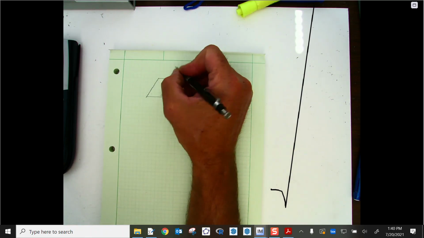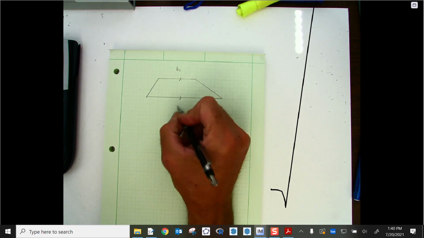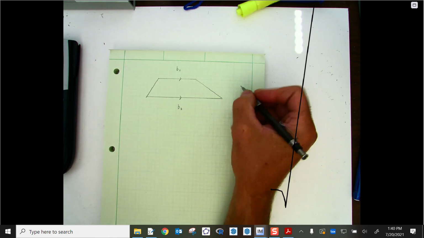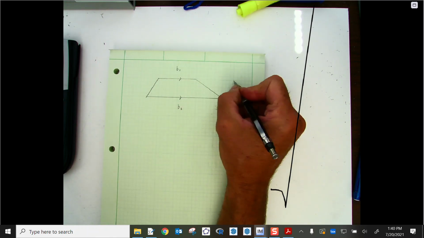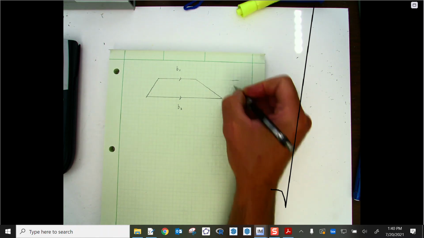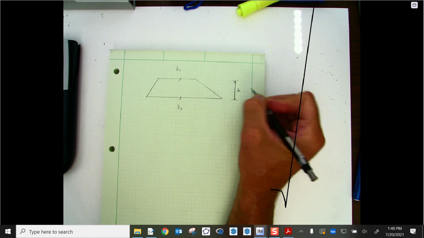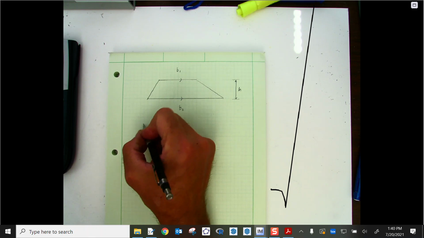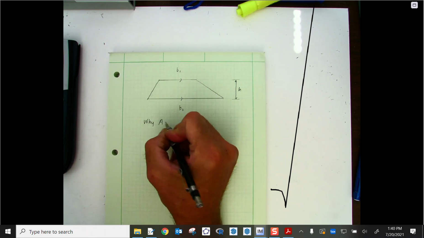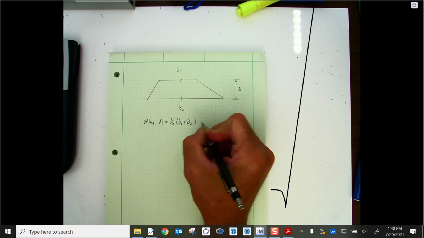And usually what we see happening here is that this one is base 1, and this length down here is base 2, or vice versa. And then this distance between the two parallel lines, which I always like to draw out here, is called the height. So the perpendicular distance between them. And what we want to show is, why is the area of a trapezoid equal to 1/2 base 1 plus base 2 times the height, right?